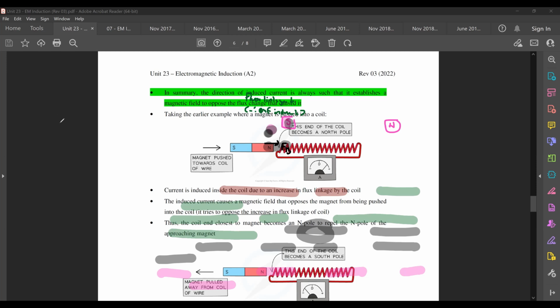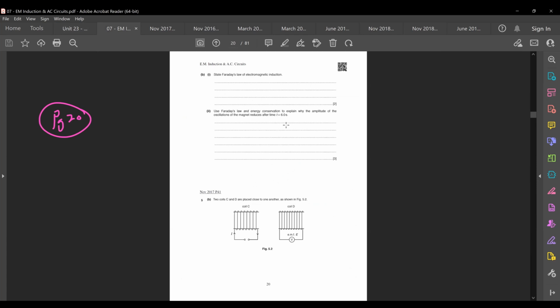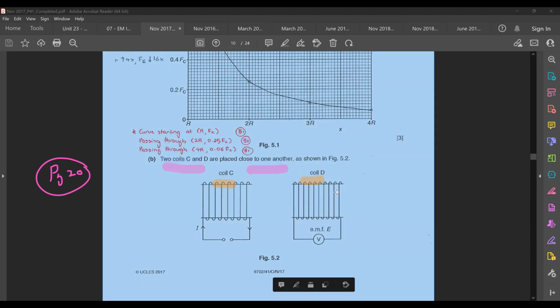Now have a look at page 20 of your worksheet. This would be November 17 P41. So two coils C and D are placed close to one another as shown in this figure here. You have coil C and you have coil D.